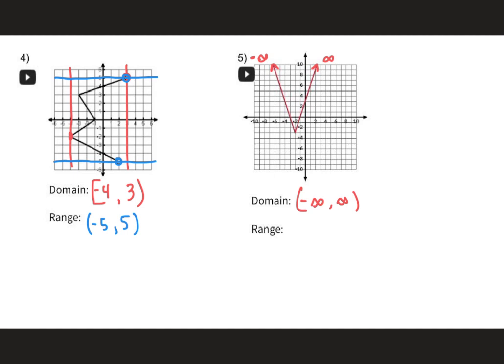For range, we're going to look at our lowest point. So this is my lowest point right here, and that's at -3. And it does actually hit -3 at my minimum point, so I'm going to have a bracket. And then for how high up my graph goes, since I have 2 arrows pointing in the up direction, I know that my graph's going to go to infinity. So my range is going to be from -3 to infinity.